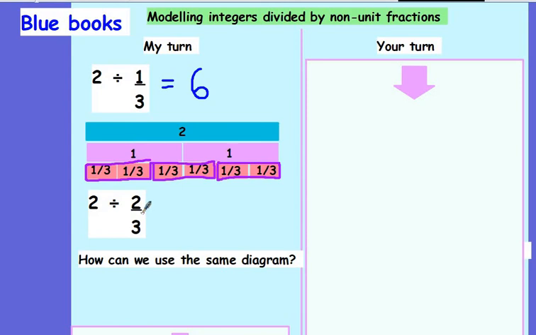Now the question I'm asking is, how many lots of 2 thirds can I fit in 2? And the answer is 1, 2, 3. 3 lots of 2 thirds can be found in 2.